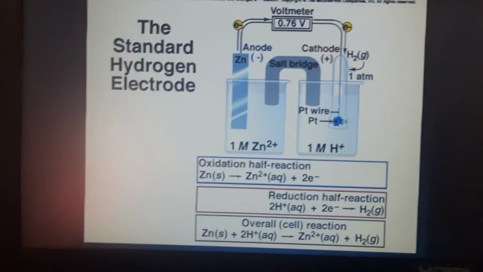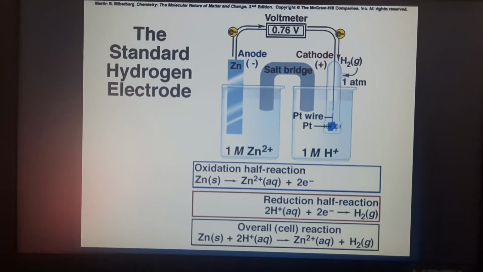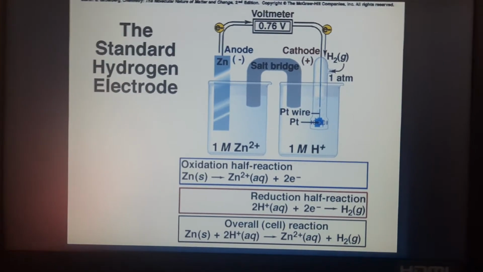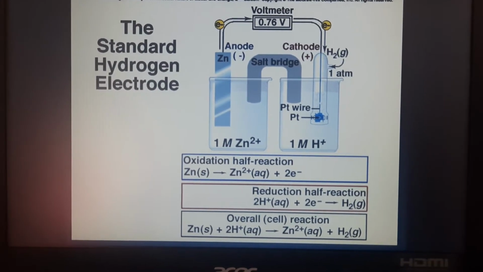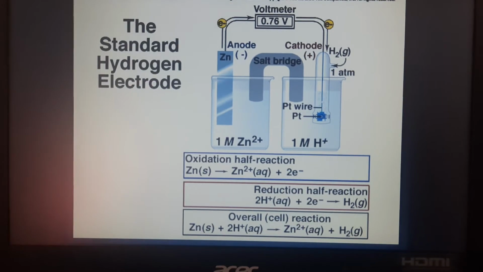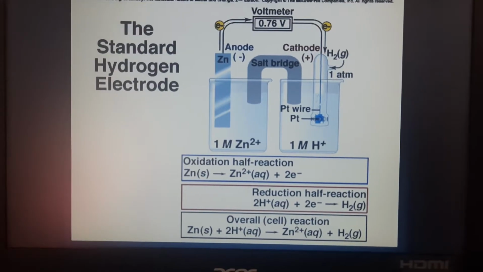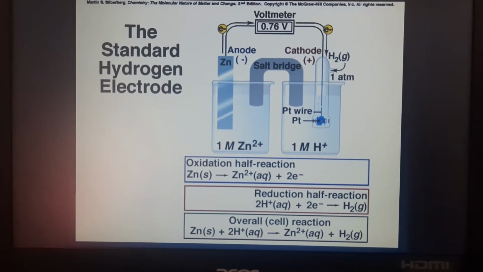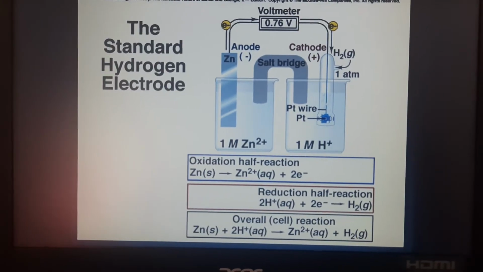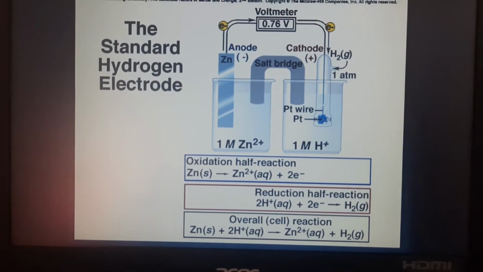The next part is the standard hydrogen electrode. This hydrogen electrode is used as a reference electrode. A reference electrode is such a type of electrode which has a known electrode potential, and it can be used as cathode or anode, etc. So it is used to determine the potential of other electrodes connected in the circuit.